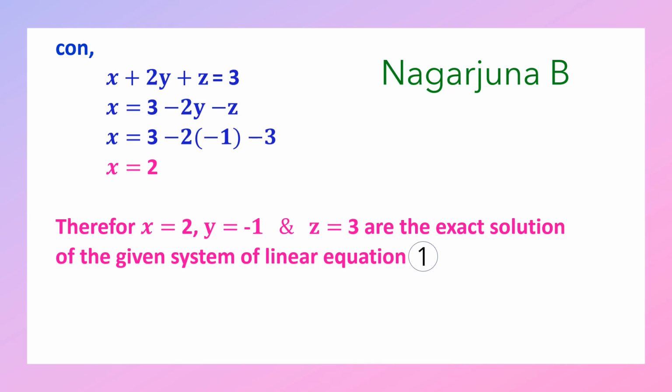Consider the LHS of the equations one by one, substitute the values of x, y, z. You will get the values upon simplification, and that will be equal to the RHS. It means the left hand side will be equal to the right hand side of the given system of linear equations. Therefore x equal to 2, y equal to minus 1 and z is equal to 3 are the exact solution of the given system of linear equation 1.